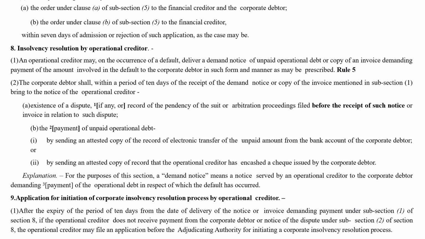The payment of unpaid operational debt. Or the second thing you can say is that I have already paid this amount. So how will I prove it? By sending an attested copy of the record of electronic transfer of the unpaid amount from the bank account of the corporate debtor, or by sending an attested copy of a record that the operational creditor has encashed a check issued by the corporate debtor.